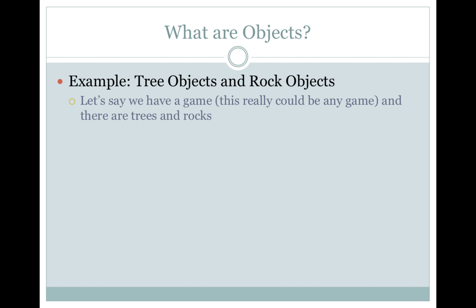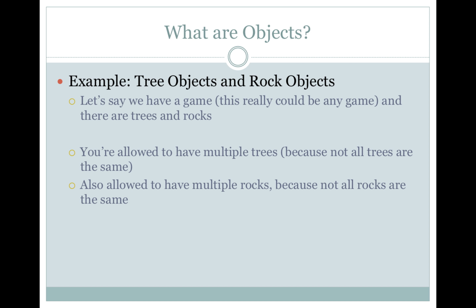So let's talk about tree objects and rock objects. Let's say we have a game, and this really could be any game, but I'm going to use Halo because that's the first game I used when explaining this concept, and they understood it pretty well. Okay, so let's say we have a game, and there are trees and rocks. Okay, there are tree objects and rock objects.